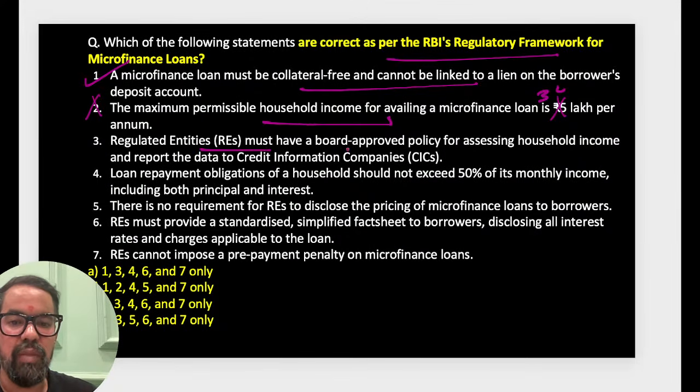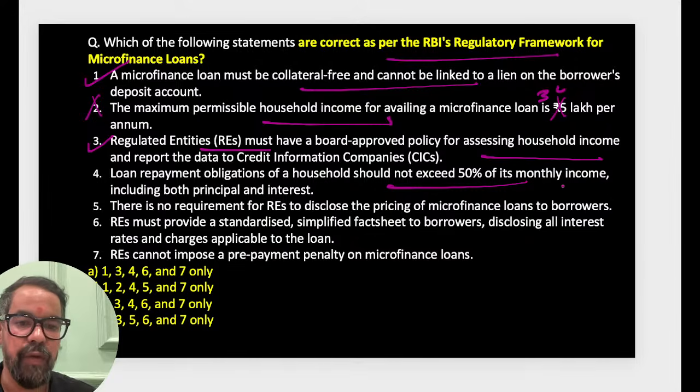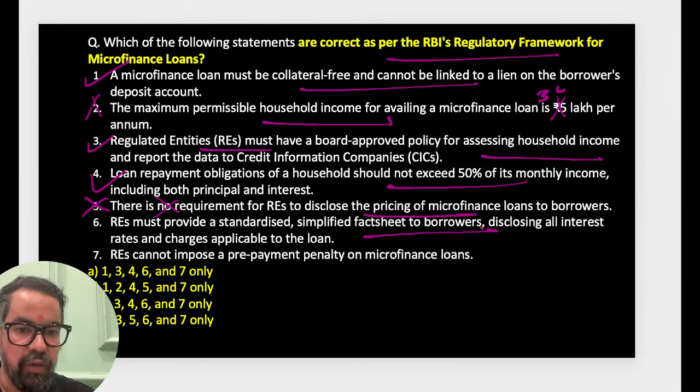Regulated entities must have a board approved policy for assessing household income, and credit information companies report data from the credit information companies. Loan repayment obligation of household should not exceed 50% of its monthly income, including both principal and interest. This is also correct. There is no requirement for regulated entities to disclose the pricing. They have to disclose the pricing. There must be transparency.